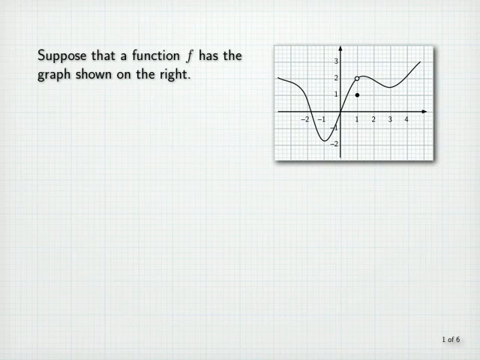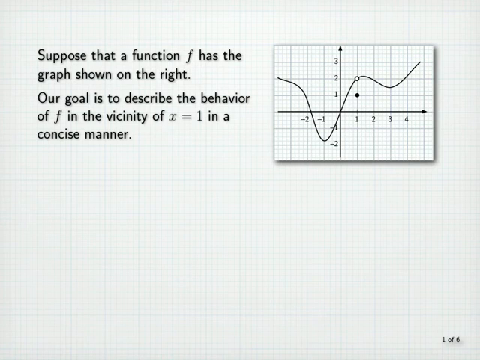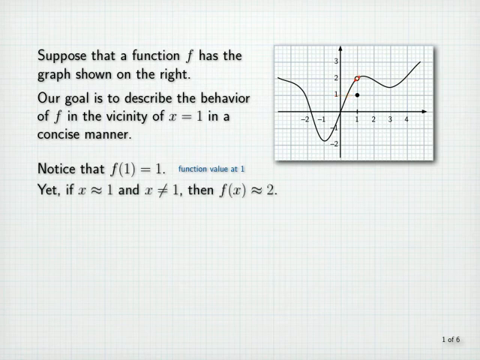Suppose that a function f has the graph shown on the right. Our goal is to describe the behavior of f in the vicinity of x equal to 1 in a concise manner. Let's first notice that the value f of 1 is equal to 1. Yet if x is close but not equal to 1, then f of x is close to 2. In fact, the closer x is to 1, the closer f of x is to 2.